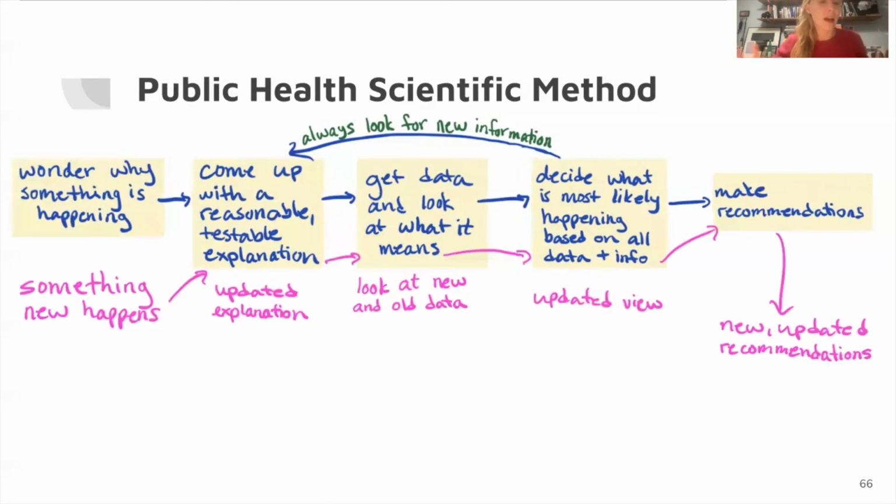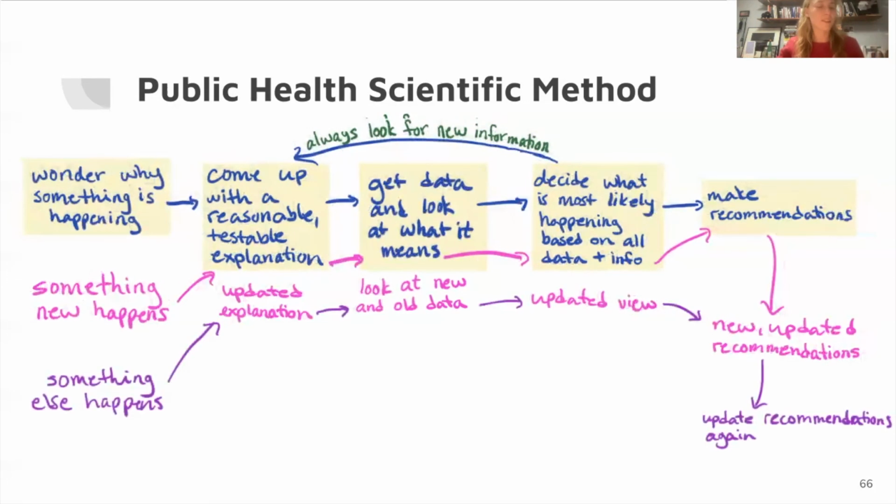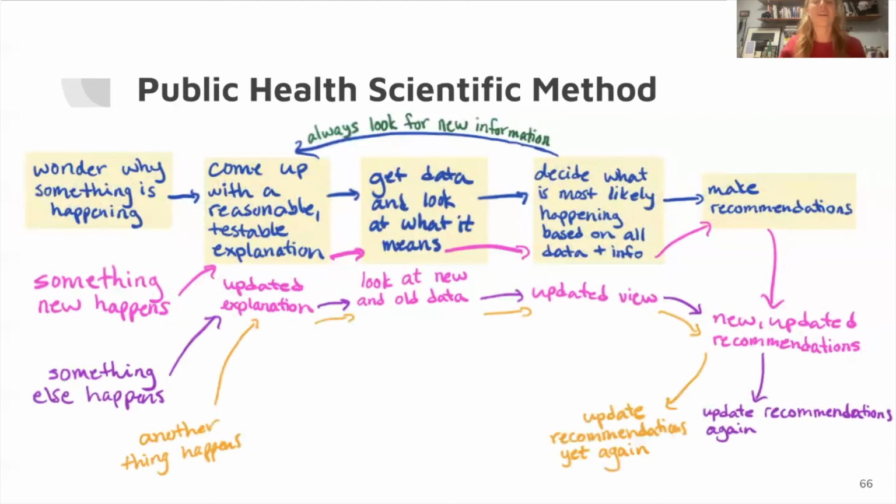And then something else might happen. Some study might come out, some really clear trend might emerge, and you do it again. It's a scientific method. You keep going over and over, something new happens, so you update your explanation. You look at that new data, combine it with all of the old data, get your best updated view as possible, and do your best to make the best updated recommendations with the current data. Something happens again, you get more data, same thing: update your explanation, look at the data, get a new view, make new recommendations, and on and on and on. That's what happens in public health. So it's the scientific method with little stops where you have to force yourself to make some decision the best you can.